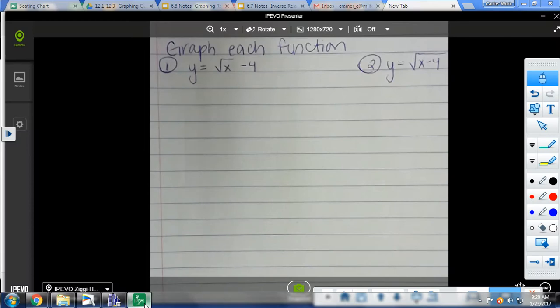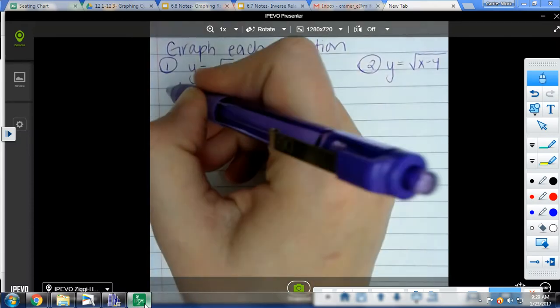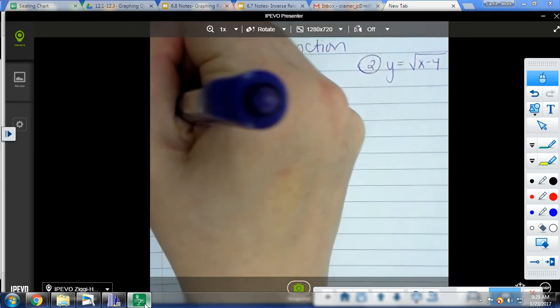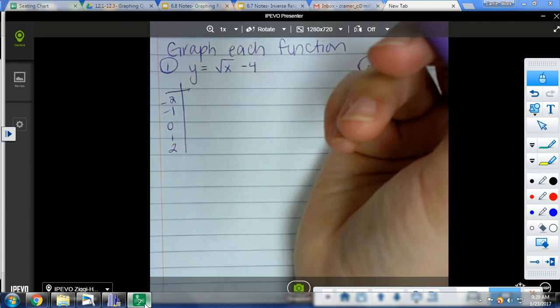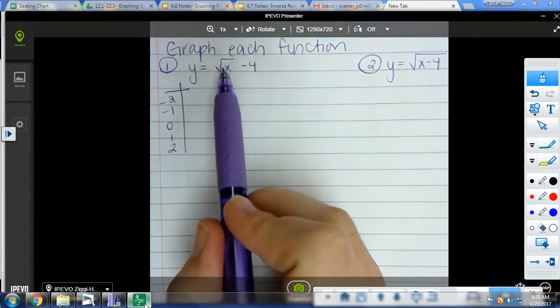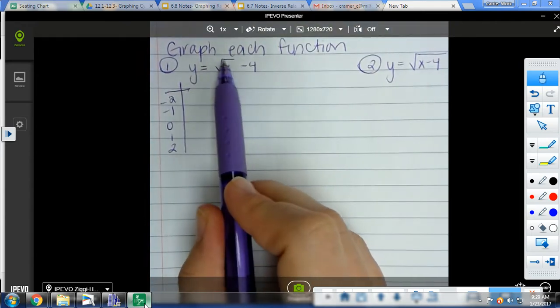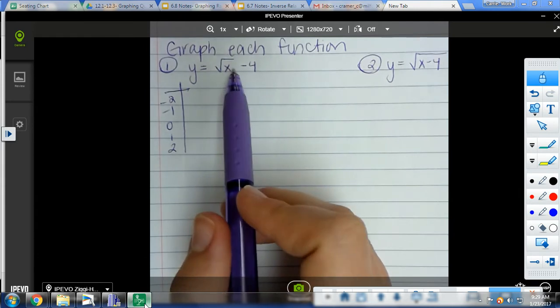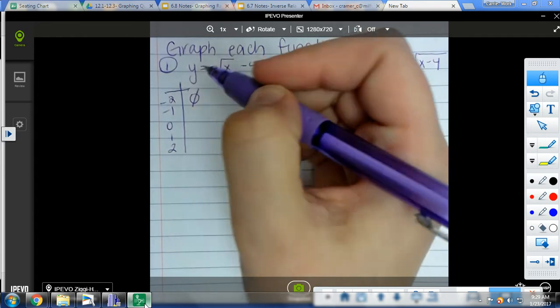So in order to graph functions with translations, it's going to be very similar to graphing a parent function. We just want to make an XY table. We want some negatives and some positive values. So here, if you plug in -2 and take the square root of that, that is going to be no solution. So that won't have an output.